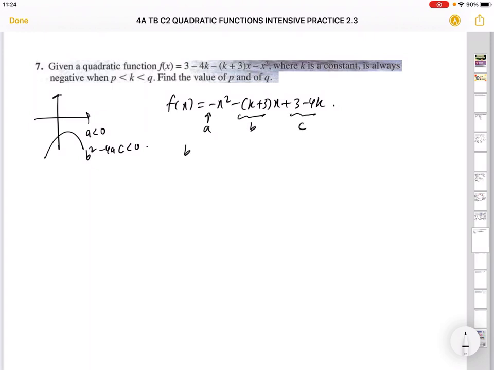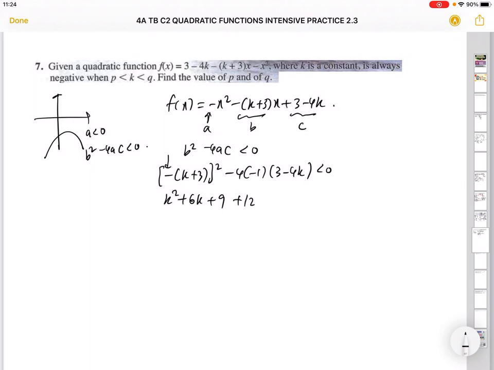Negative k plus 3, when I square it, minus 4ac less than 0. Expand this, k squared plus 6k plus 9. Now what happened to the -1? When you square it, it's now positive, so you don't have to bother. Then this is positive 12, then minus 16k less than 0. We can simplify this, k squared minus 10k plus 21 less than 0. Double bracket factorize this. 7 and 3, they are both negative.